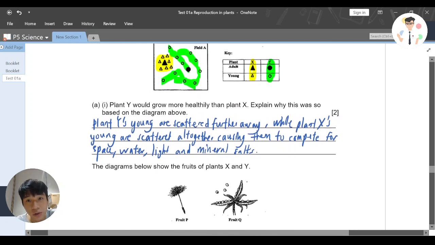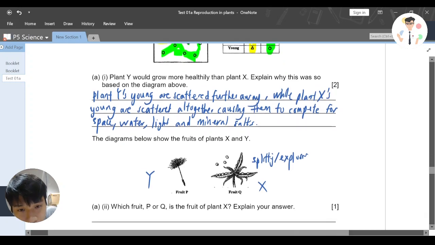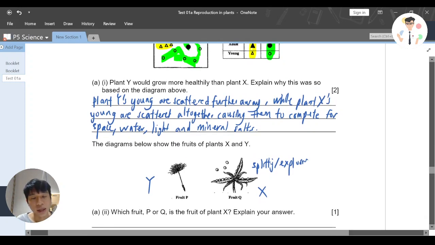Plant X and Y. So as we can see, X is gathered around. So this is probably splitting or explosive action, right? As you can see, the seeds is line of weakness, that's pod-like structure. This is X. So if this is X, this is Y. And Y, if I look carefully, seems like a wing-like structure that actually is through wind dispersal.